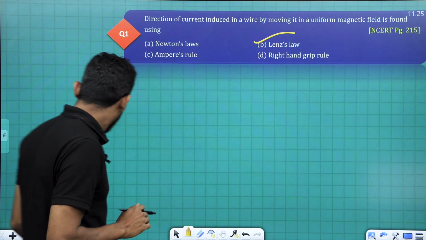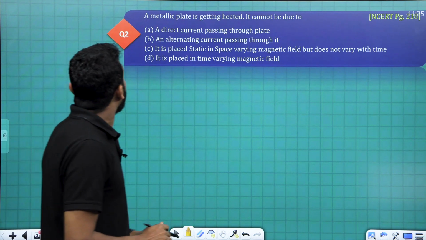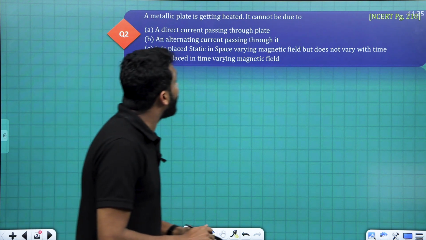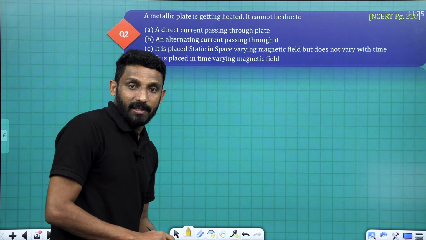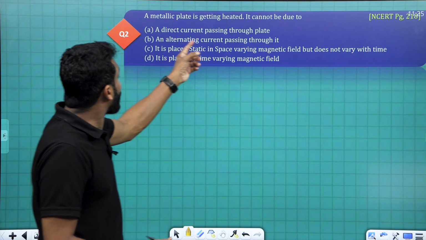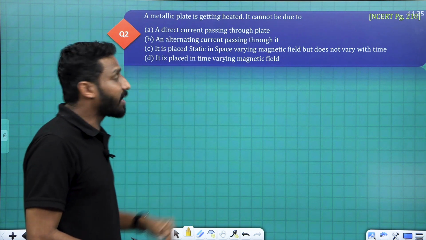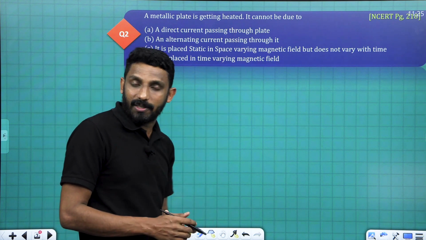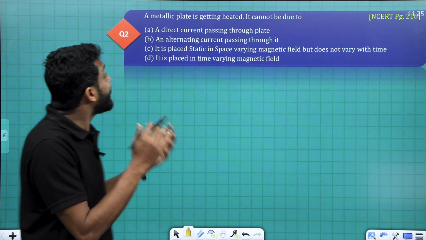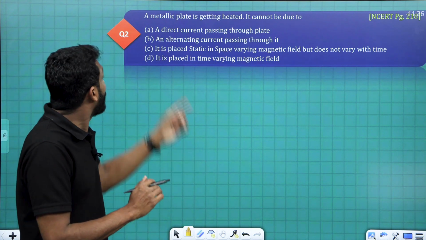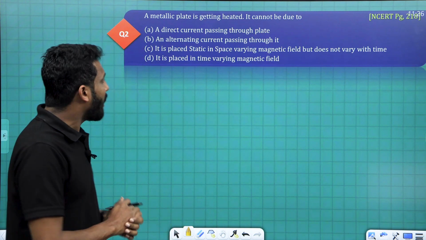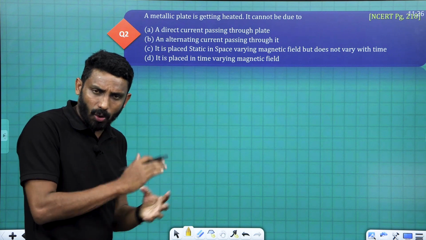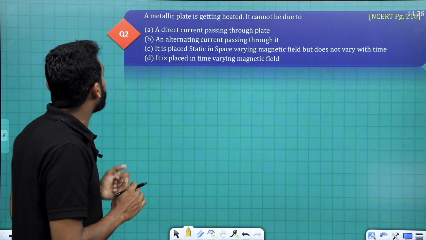The next question is, a metallic plate is getting heated. It cannot be due to, what are the options? A direct current passing through the plate. When the current passes through the plate, it may be heated. Second, an alternating current passing through it. An alternating current also heats the plate.